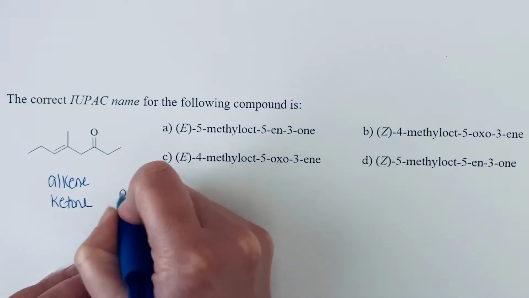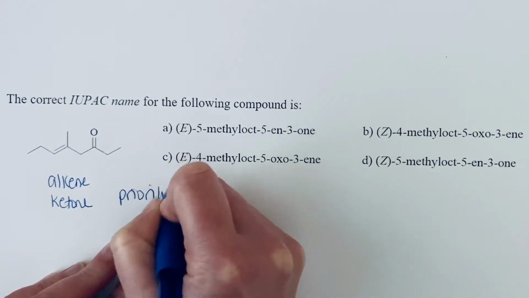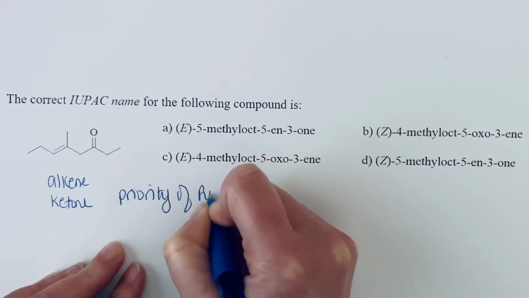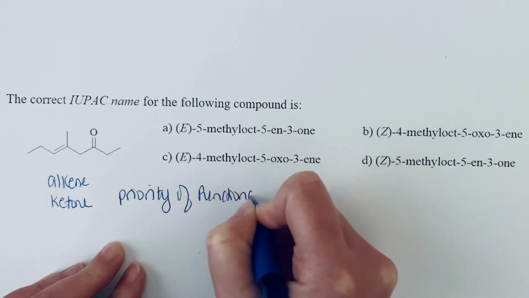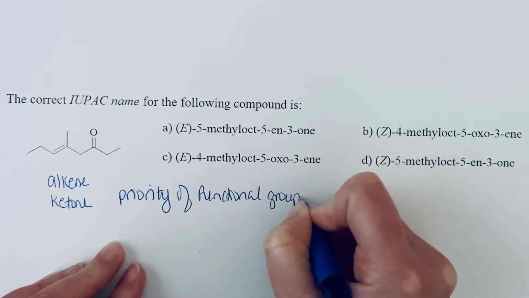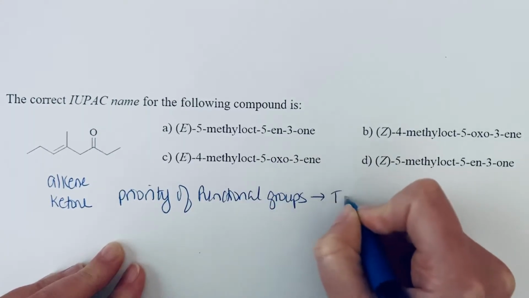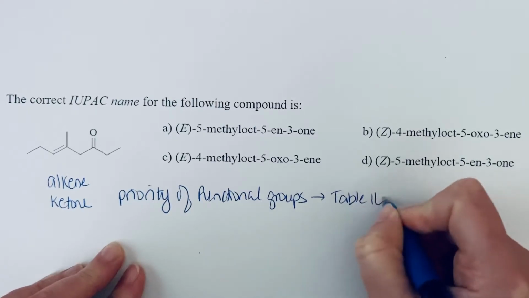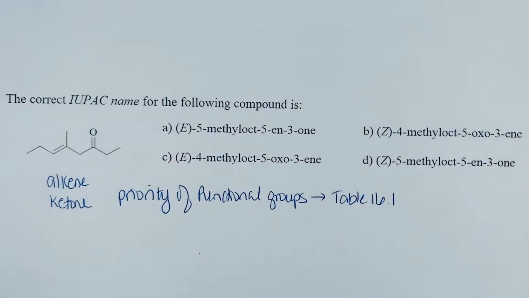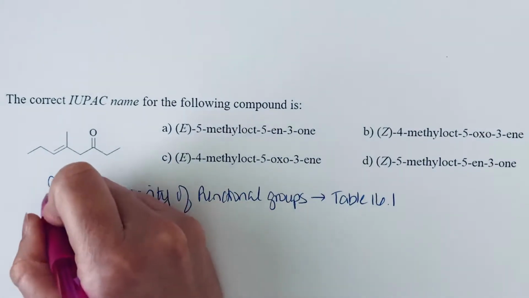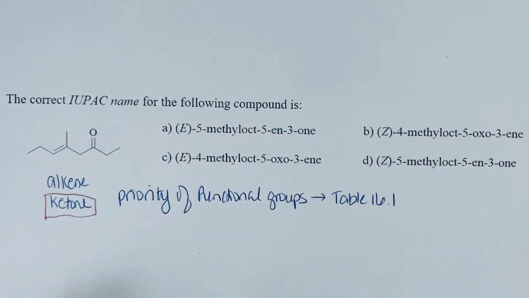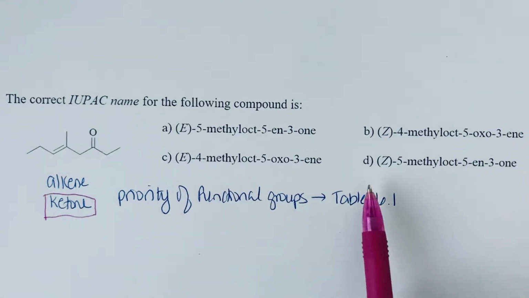The priority of functional groups, you can find this in your textbook as table 16.1. If you take a look at that table, you will find out that the ketone is the higher priority functional group in this molecule. That means it is going to be named as a ketone, so it's going to end in -one, as we see in A and D.